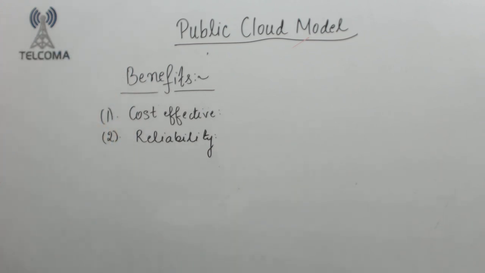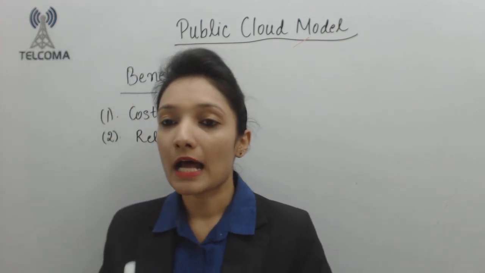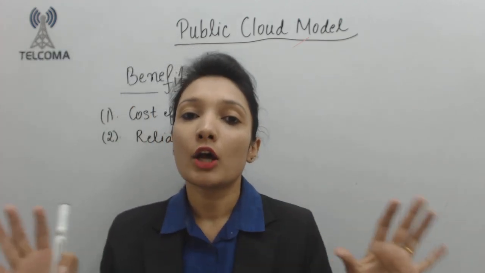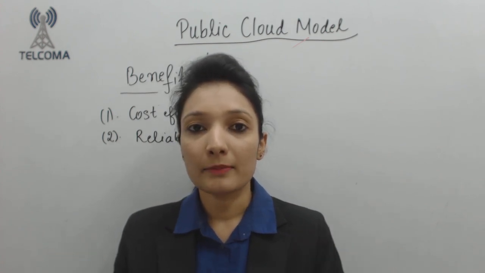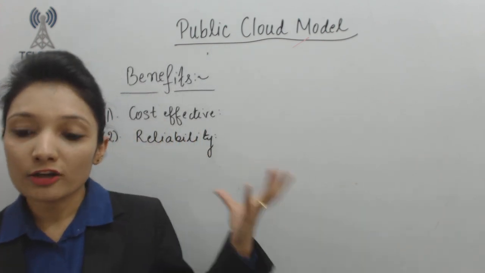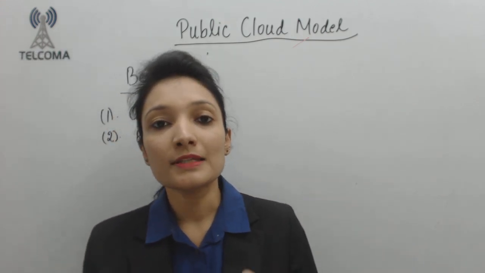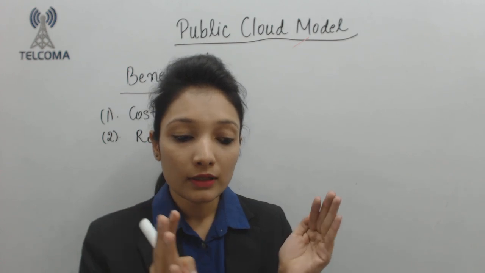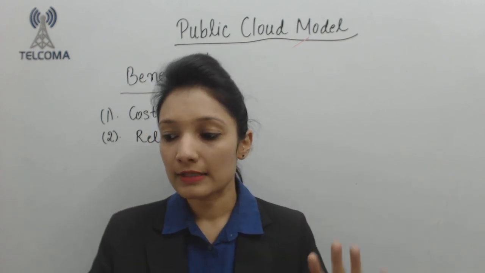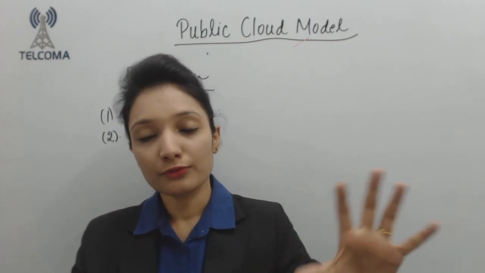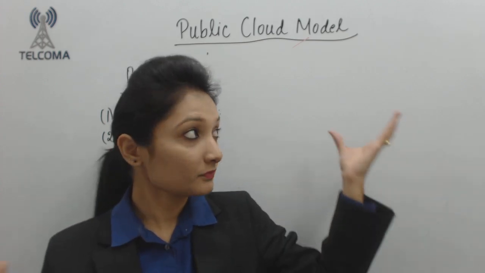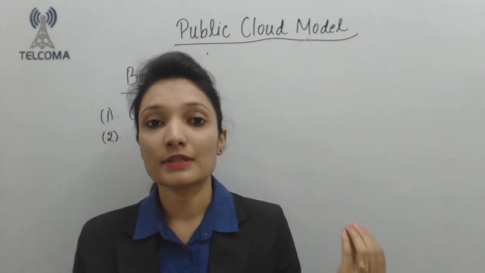Now for reliability, we can say that this public cloud employs a large number of resources from different locations. So how is reliability provided here? If any of the resources fails, the public cloud can use another resource. That means it is not depending on only one resource, because it is using a large number of resources at different locations.